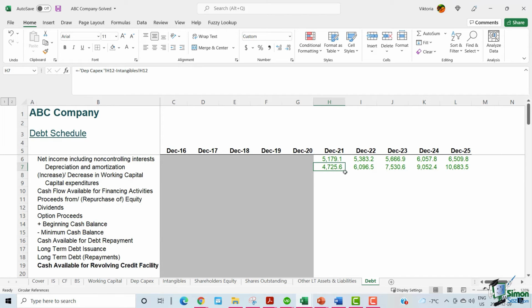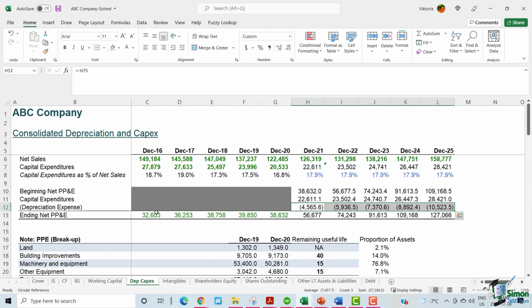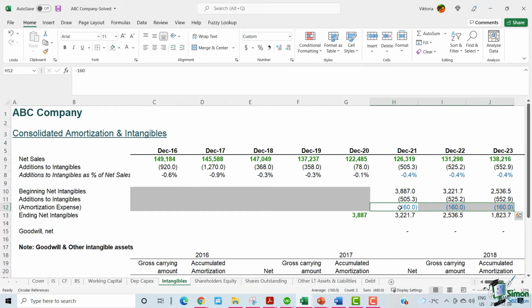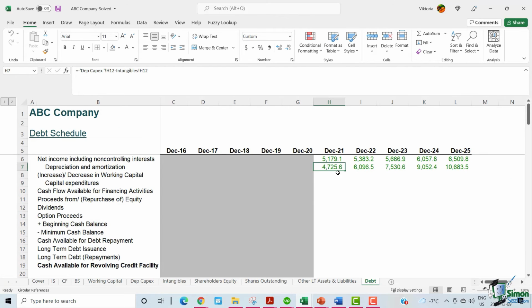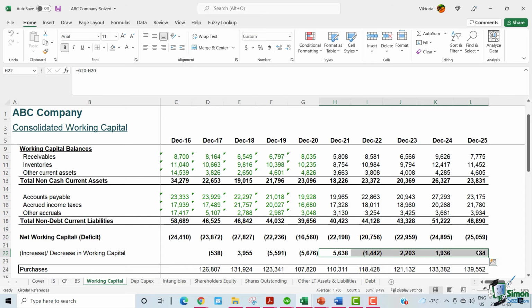For 2021, for example, it's a depreciation expense of $4,566, and we add that with the $160 amortization expense that was forecasted for 21, which gives us 4725.6. The increase or decrease in working capital comes directly from the working capital tab.